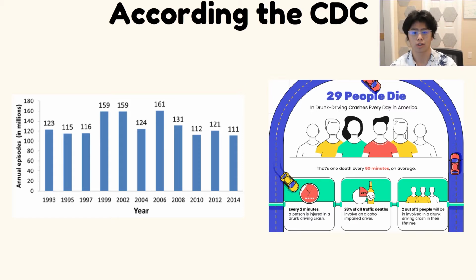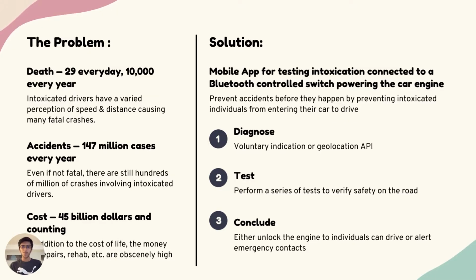As the number one killer on the road, drunk driving accidents cost nearly $45 billion and countless precious lives, which is why we want to target this issue. Well, we've devised a mobile app integrated with a Bluetooth-controlled switch that functions in three different stages. First is diagnosing drinking, second is testing for sobriety, and third is taking action accordingly.